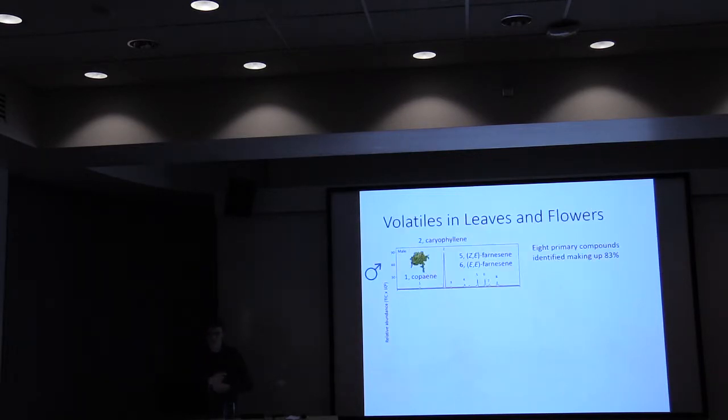As I said, I did want to survey the volatiles originally when I was collecting these flowers, and show you guys some of this survey data as well. This is just looking at the male flowers first. In total, we saw about 8 primary compounds that made up about 83% of everything we were extracting off of the GCMS for this analysis. There were many more other compounds, but they were all very low in abundance.